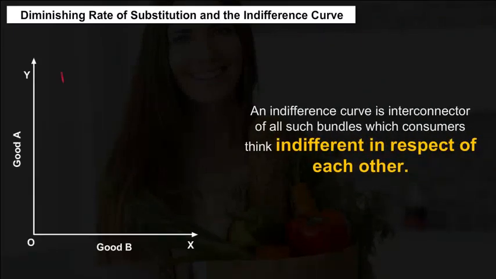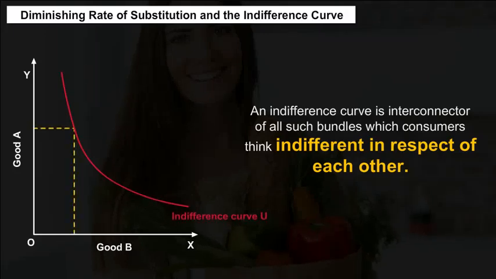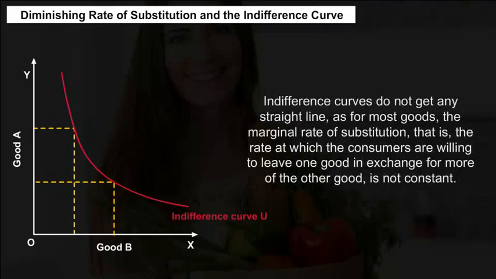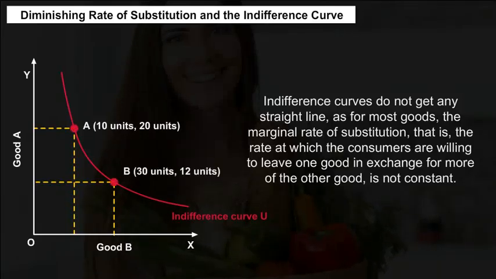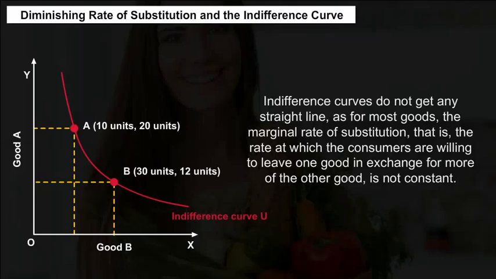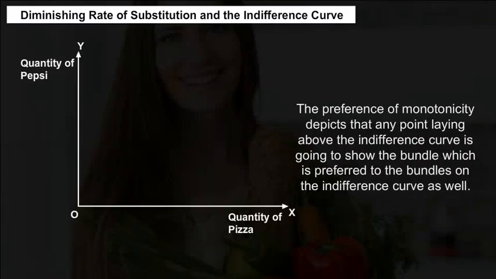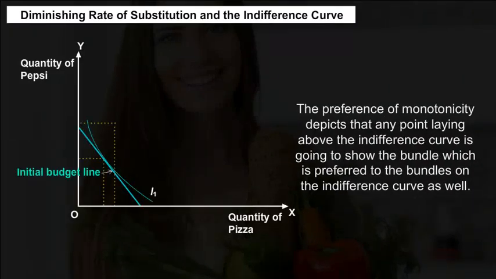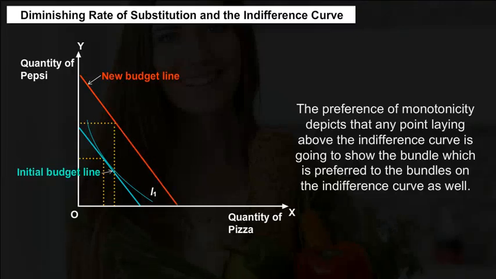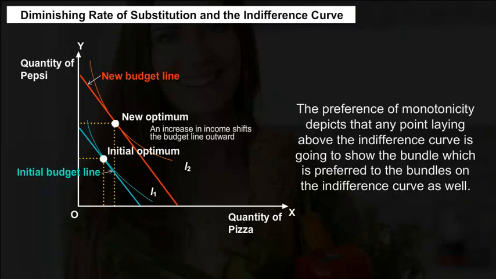An indifference curve connects all such bundles which the consumer considers indifferent to each other. Indifference curves are not straight lines for most goods, as the marginal rate of substitution, that is, the rate at which the consumer is willing to give up one good in exchange for more of the other good, is not constant. Monotonicity of preferences implies that any point lying above the indifference curve shows a bundle which is preferred to the bundles on the indifference curve as well.